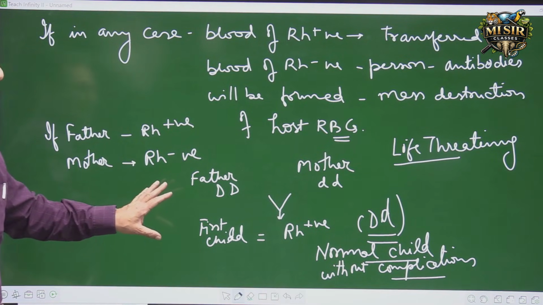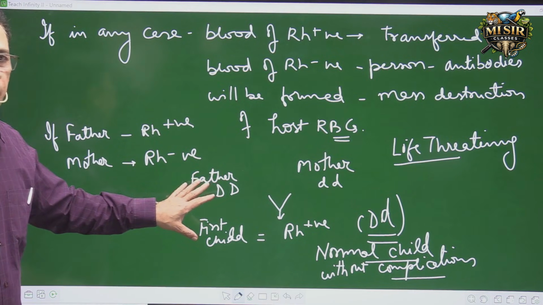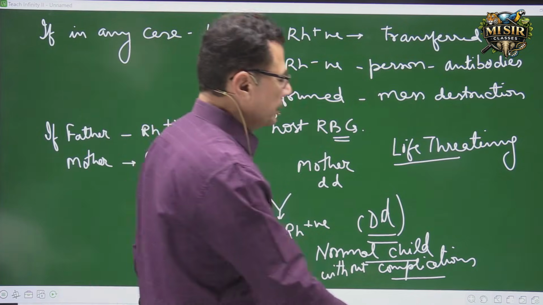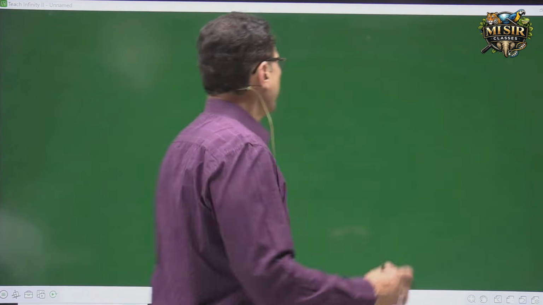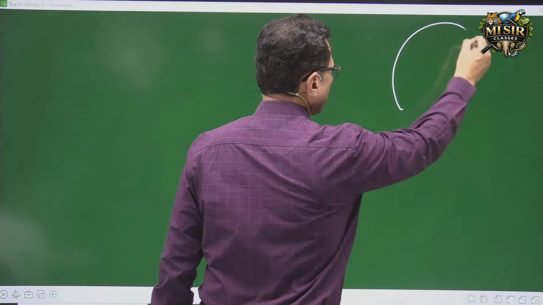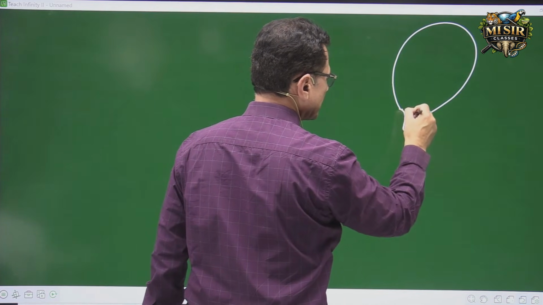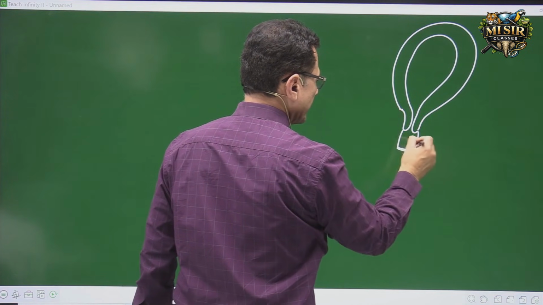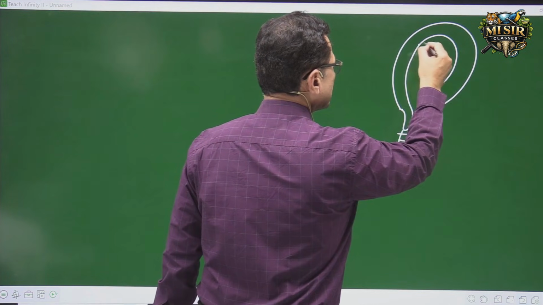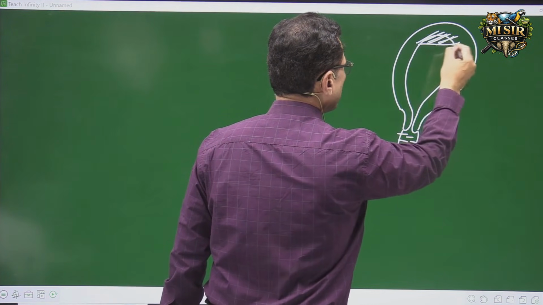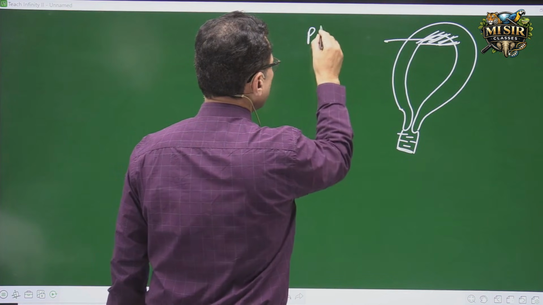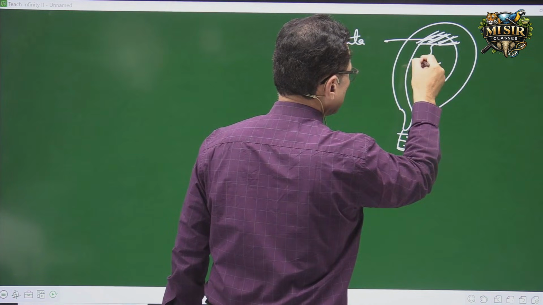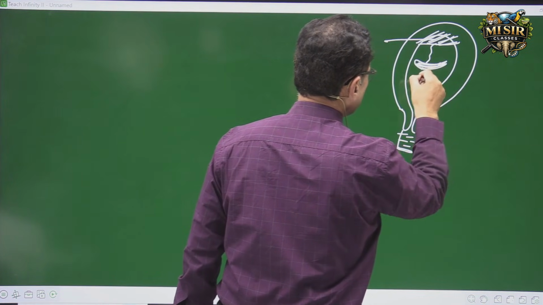This is a condition which is safe until the delivery of the first child. Now, at the time of delivery, suppose this is uterus, this is vagina, this is suppose placenta, and this is umbilical cord, and this is fetus.